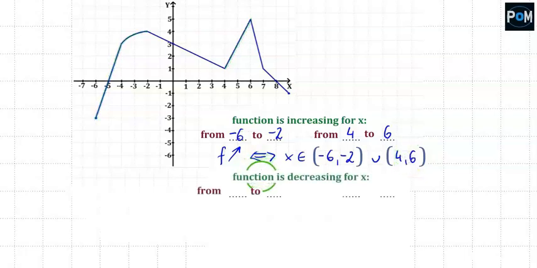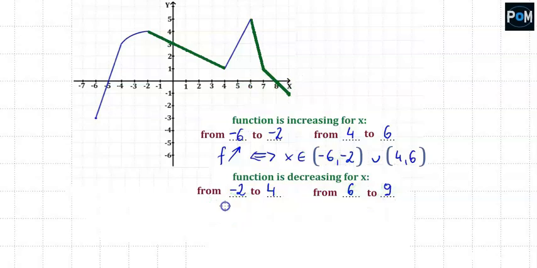When is the function decreasing? A function decreases when it goes down. Here, the function is going down. This happens for x's from -2 to 4. Here, the function decreases, but it also falls, meaning it goes down. From this point to that point, the function falls. And this occurs during the hours, that is for x's from 6 to 9.